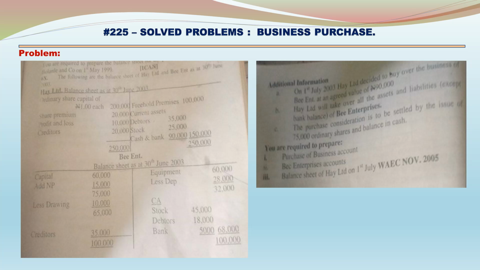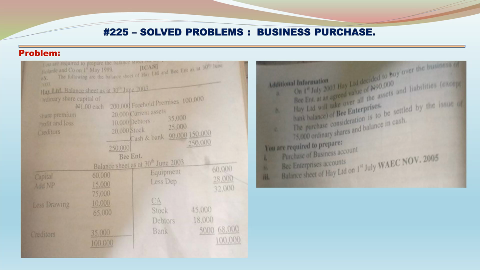B Enterprises balance sheet as of 30th June 2003. On the asset side, equipment 60,000, less depreciation 28,000, net equipment 32,000, current assets: stock 45,000, debtors 18,000, bank 5,000, total current assets 68,000, total assets 100,000. On the liability side, capital 60,000, add net profit 15,000, total 75,000, less drawings 10,000, net capital 65,000, creditors 35,000, total liabilities 100,000. Additional information.